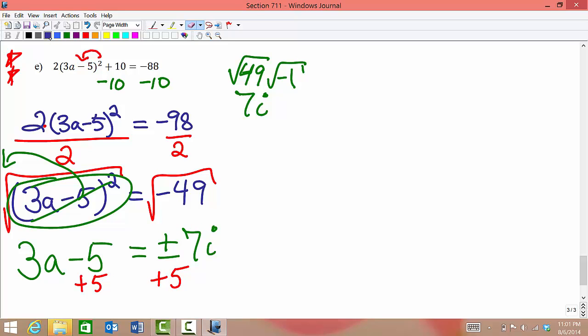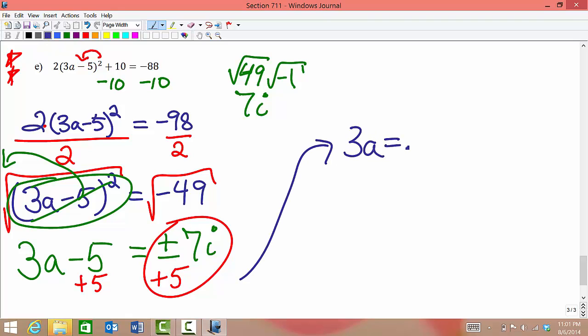So when I go to solve for a, solve for my variable, I can just add 5 to both sides. Now what you want to be careful about here is that we don't actually combine these. We said these were not like terms. So when we actually go to solve for a, we are going to just put those side by side. My recommendation is to put the 5 in front of the plus and minus. 5 plus or minus 7i.